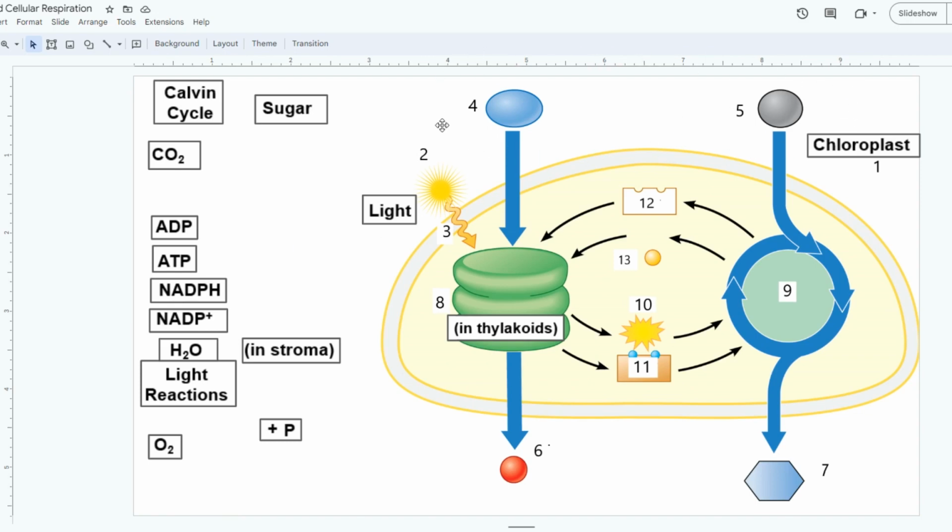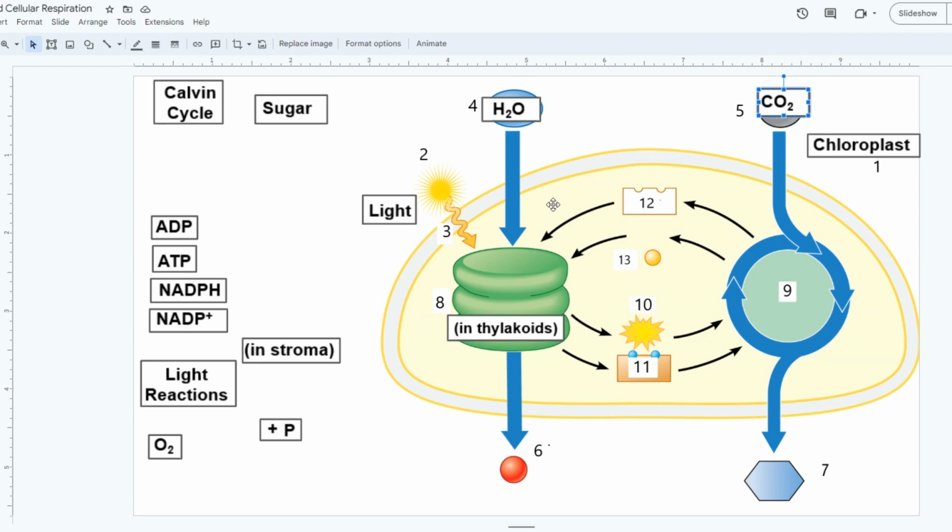CO2 and water get turned into organic molecules and oxygen. So which one of these up here, 4 and 5, is the CO2 and which one is the water? Now these symbols are probably labeled the way they are because they sort of make sense. If I had to guess, I'd put the CO2 and the water right there. Those are the inputs.